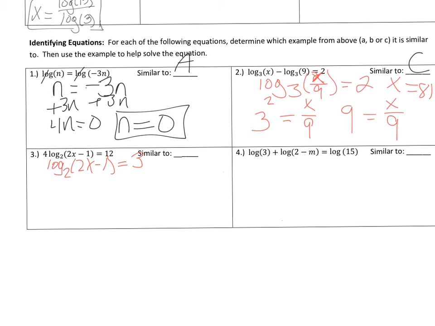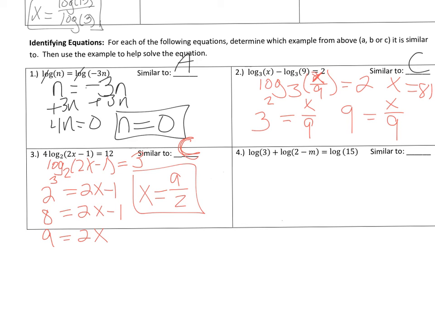So then it is a log on one side, so it's very similar to part C from up above, and even number 2 that we just solved. So rewrite as an exponential, 2 to the 3rd power equals 2x minus 1. So 2 to the 3rd power is 8 equals 2x minus 1. Add 1 to both sides, so 9 equals 2x. And my answer would be a fraction, x equals 9 divided by 2.